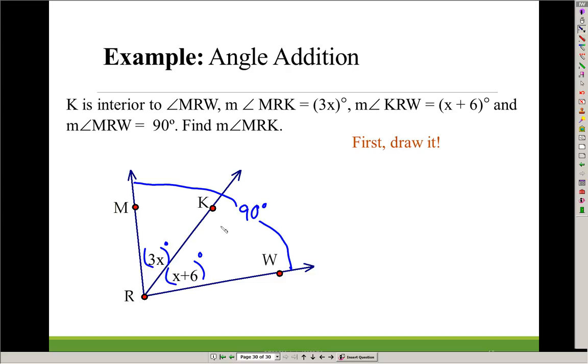So let's make the equation and answer the question. Part plus part equals whole thing. The first part, 3x, plus the second part, x plus 6, equals the whole thing, 90. Part plus part equals whole thing. Now let's solve. You got like terms, 3x plus x is 4x. Subtract 6 from each side.